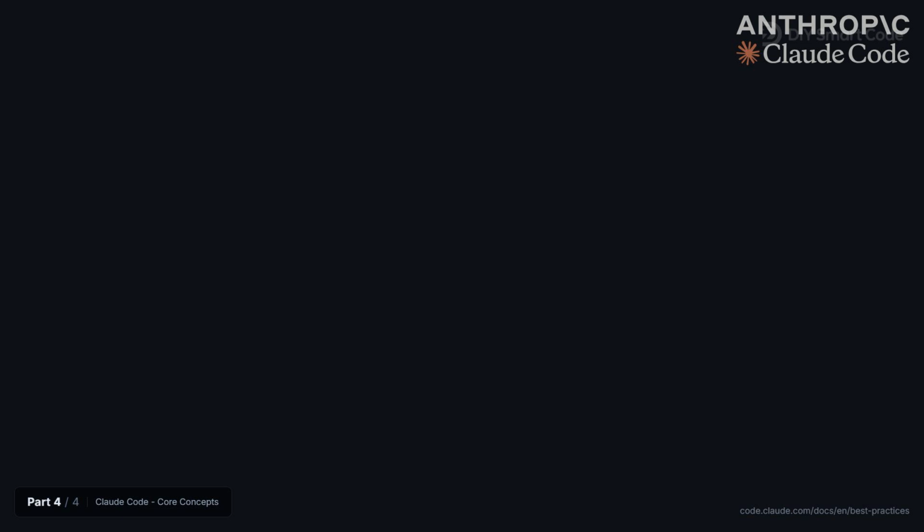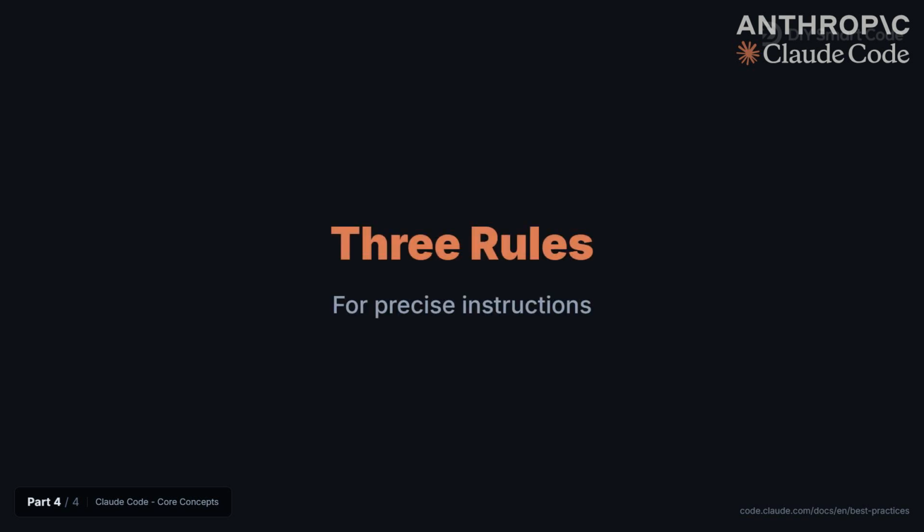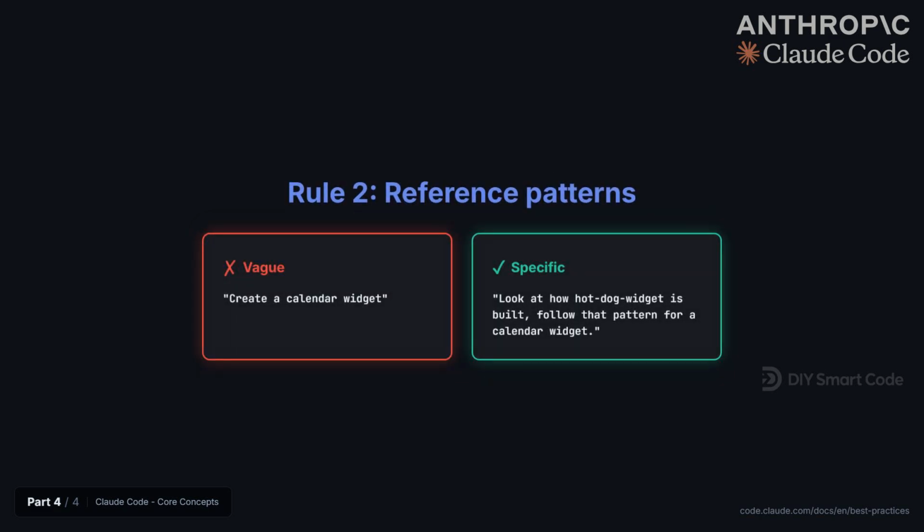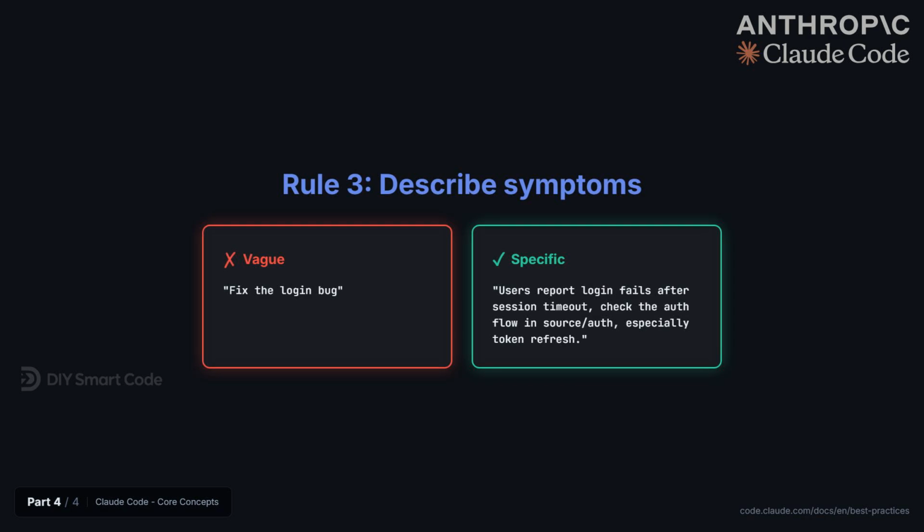The more precise your instructions, the fewer corrections you'll need. 3 rules. Scope the task. Don't say add test for foo.py. Say write a test for foo.py covering the edge case where the user is logged out. Avoid mocks. Reference existing patterns. Look at how the hotdog widget is built, follow that pattern for a calendar widget. Describe symptoms, not problems. Users report login fails after session timeout. Check the auth flow in source auth, especially token refresh.